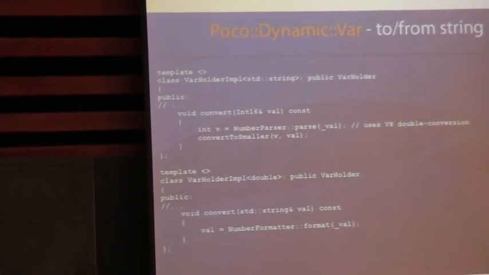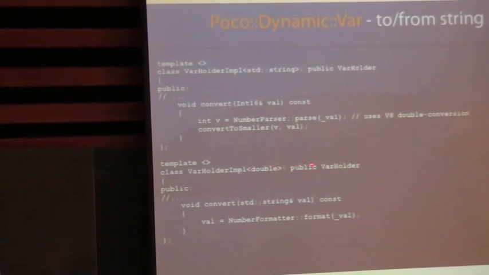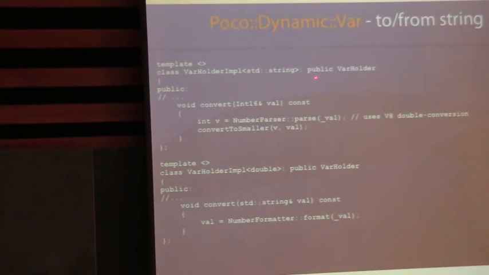This is what the to and from string conversion looks like. So it inherits from the var holder, and the conversion, basically this is specialization for string conversion to short, is that same old number parser, uses V8 double conversion just like Facebook Folly, and then it will convert to smaller. Conversion to double, an example here. So if you go from string to double, it'll do number formatter, and it's going to format that into a double.